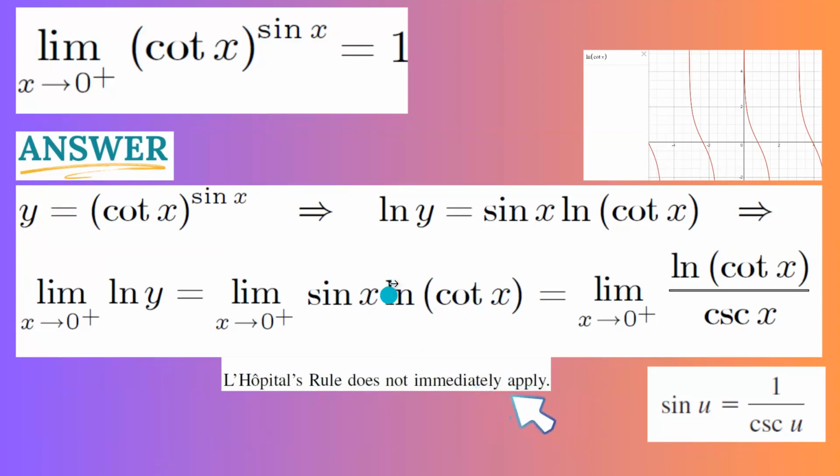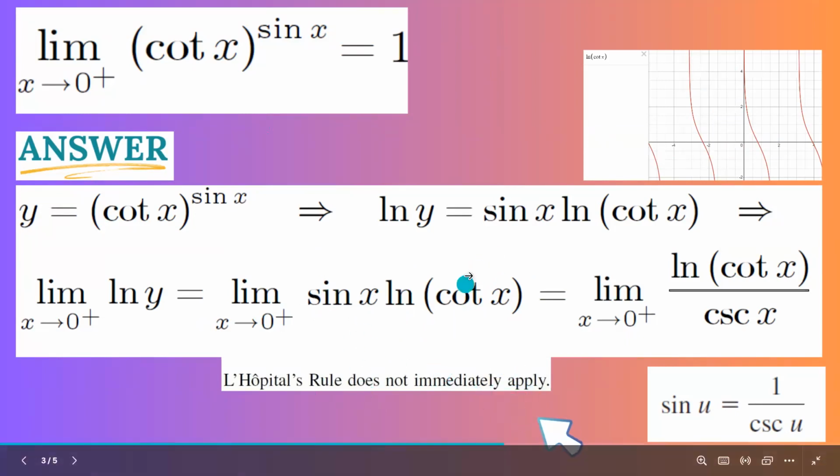Take a look at the graph of ln of cotangent of x. As x approaches 0 from right-hand side, you see the graph goes to positive infinity. So you have 0 times infinity. We cannot apply L'Hopital's rule yet. We have to rewrite this expression so we can apply L'Hopital's rule.